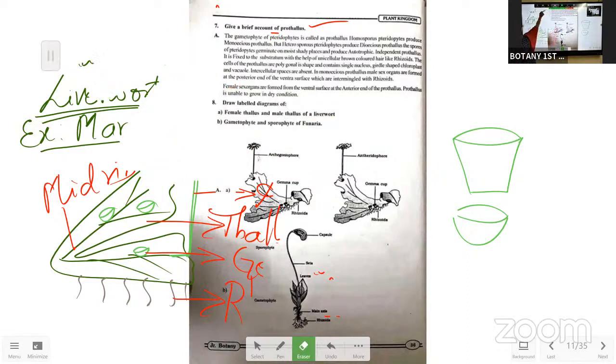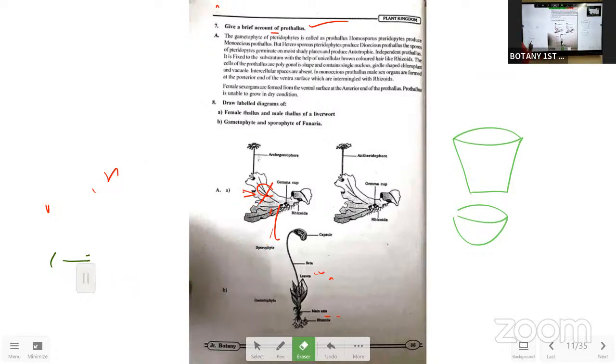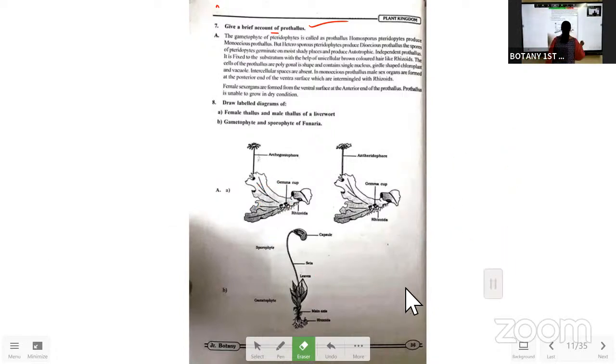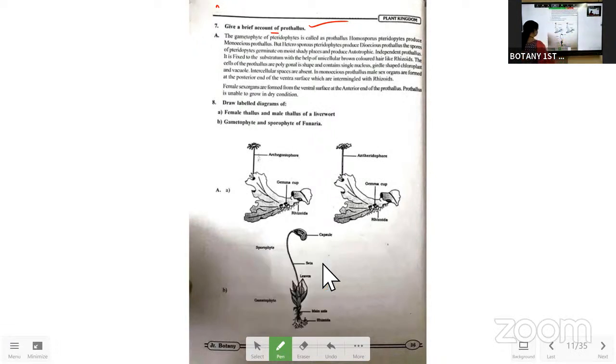Now comes the gametophyte and the sporophyte of funaria. In this funaria, there is a small mistake in the diagram. The funaria is having one single branch for the aerial part of the plant body. That is, it is having a female branch for it. So you have to show that there is no chance of skipping out the branch in the funaria. Okay.